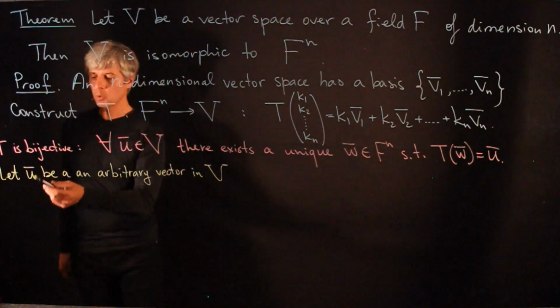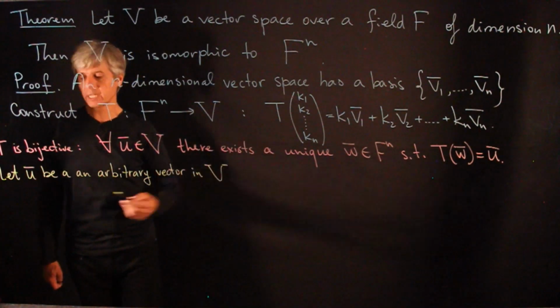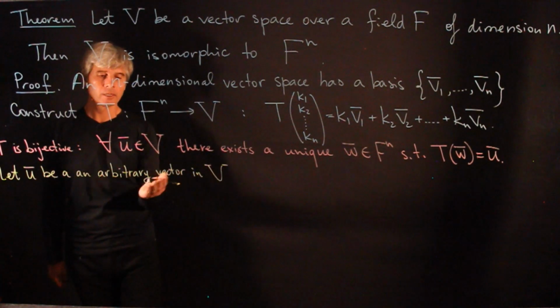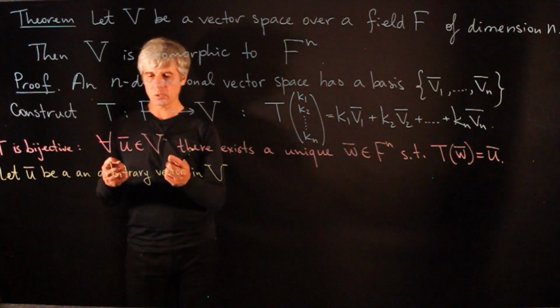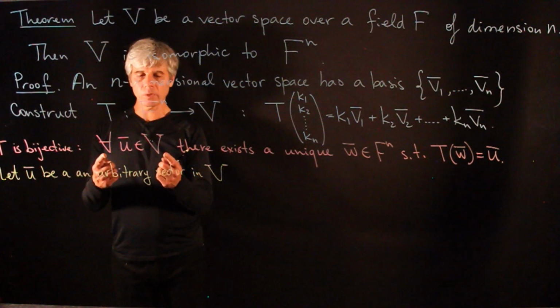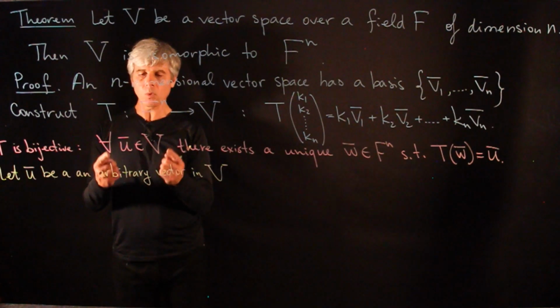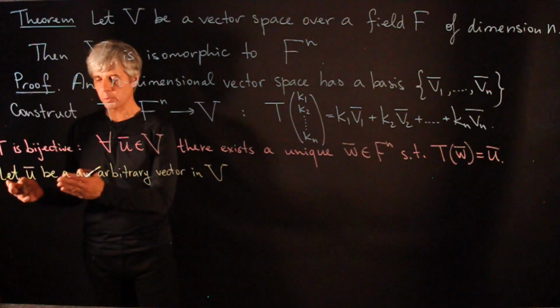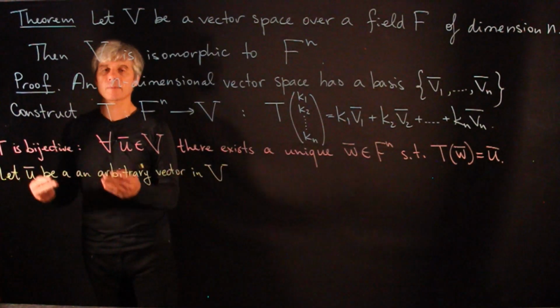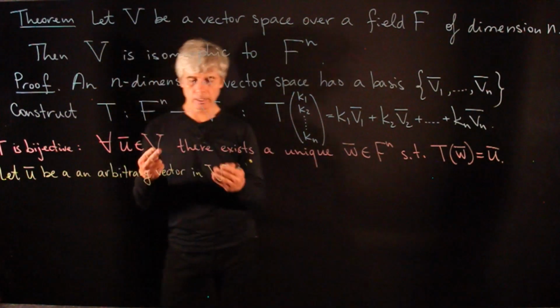Now, if we can prove the property, whatever we need, for an arbitrary vector, this proves it for all vectors in the vector space. And so when we need to prove that something holds for all objects, then what we do instead is we prove that this property holds for an arbitrary object in our space.